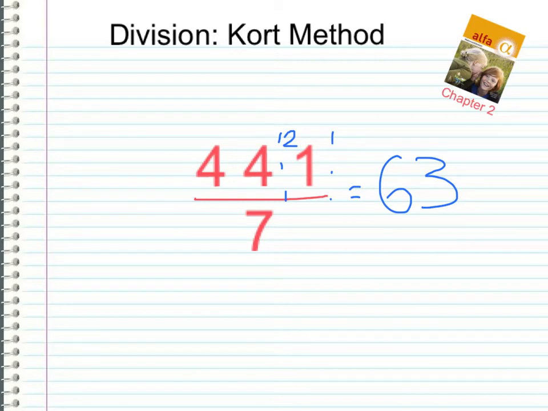And just to check if that's correct, we can use the vertical method of multiplication. 63 times 7. Firstly, we do 7 times 3, which equals 21. And then we do 7 times 6 plus 2, which equals 44. So my answer is 441, which is the same as the numerator. So this is correct. 441 divided by 7 equals 63.